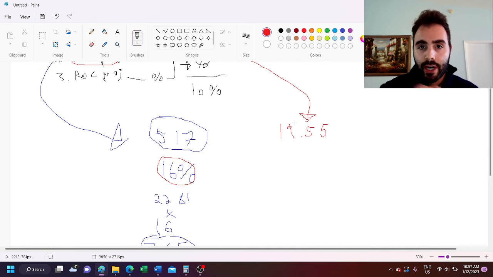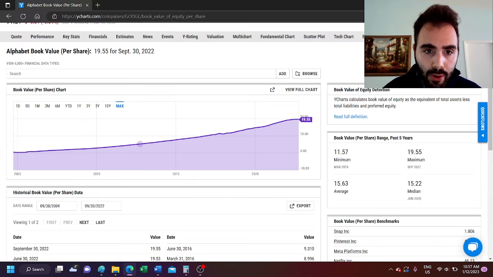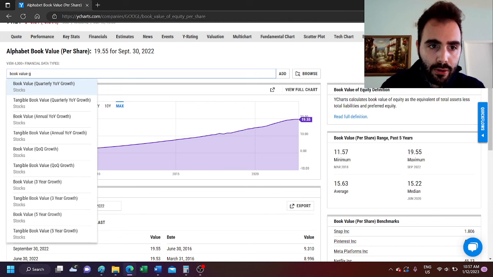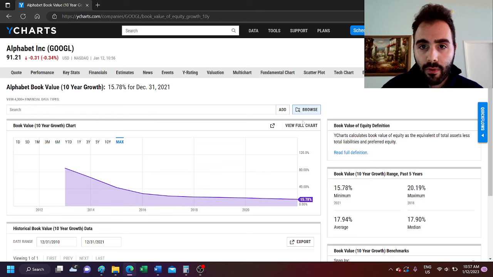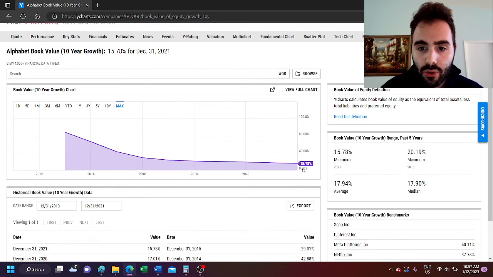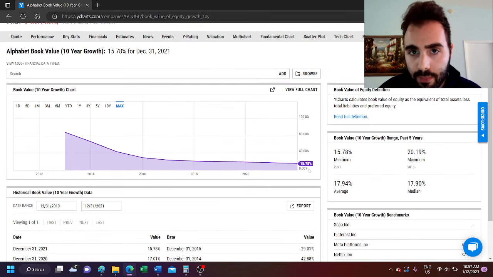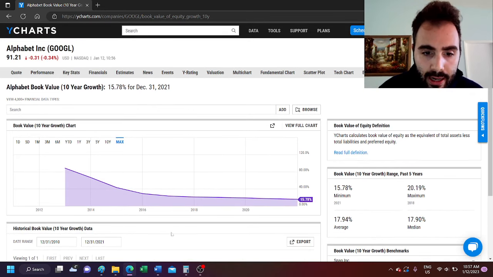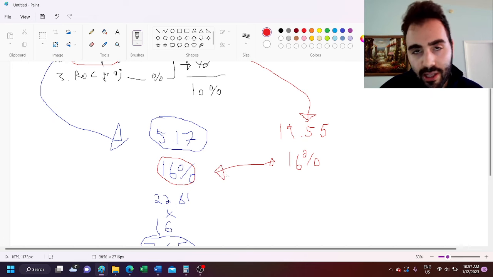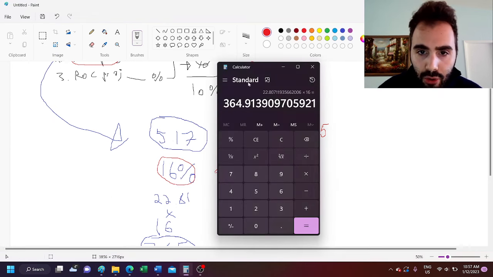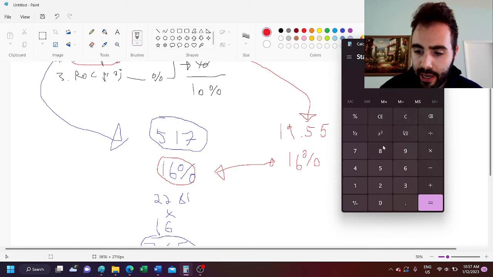What we need to do is project out its book value 10 years from now, conservatively, using its book value growth. So we can look here, book value growth, and see what Google has grown its book value at over the past 10 years. And we see that Google's grown its book value at about 16% per year. So we're going to use that number. We're going to grow Google's book value at 16% per year, which coincidentally is the same that we grew our earnings per share at, but that doesn't always have to be the case.